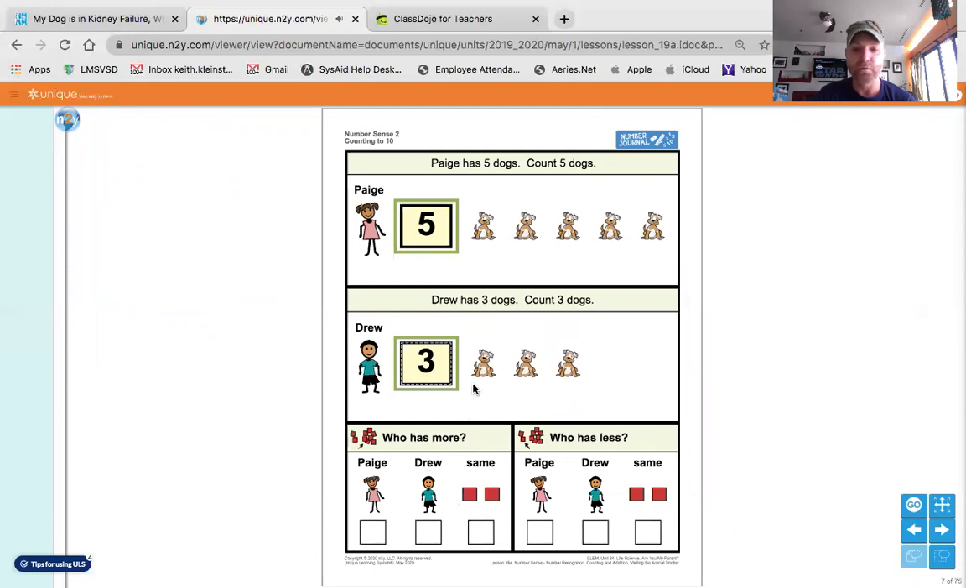Who has more, Paige or Drew? Let's look. Paige has 5. He has 3. 5 is obviously more, so we're going to say Paige has more. Who has less? Well, 3 is less than 5. So that would be this guy right here, and his name is Drew.